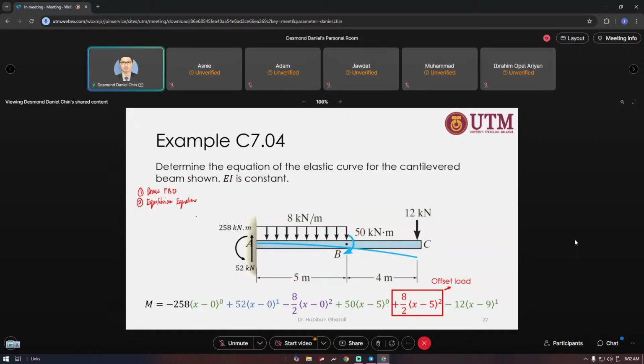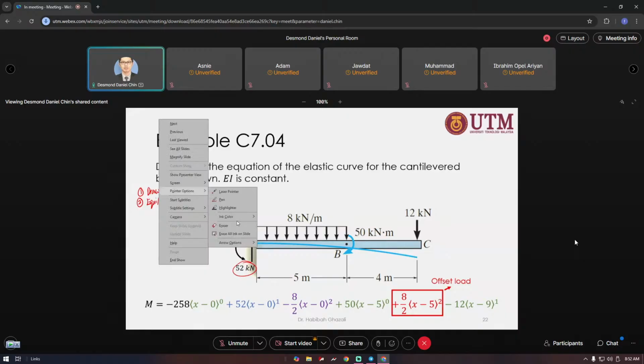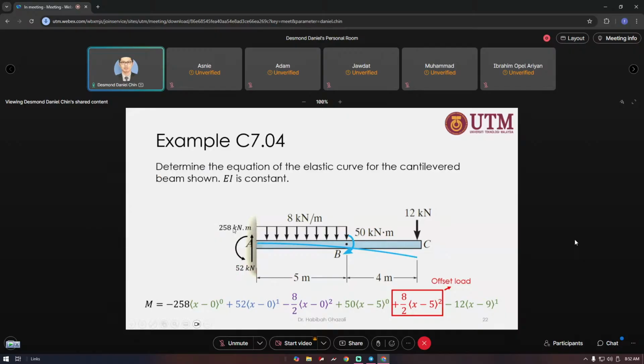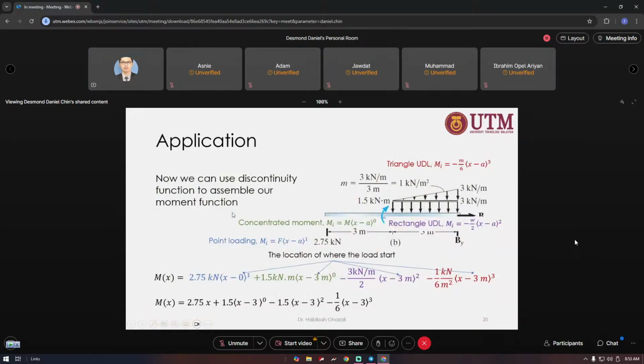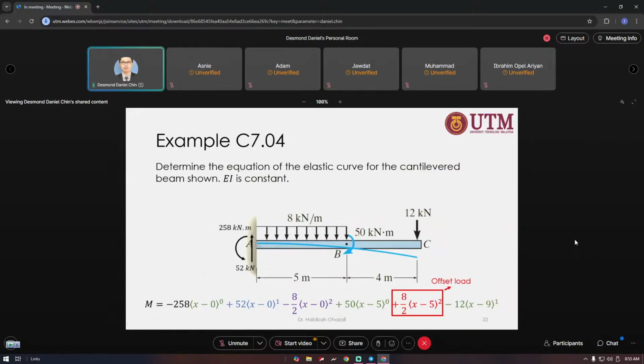Right? This is the standard procedure. So you can see that the free body diagram is already complete. The equilibrium equation is not needed because you have found that this is 52 kilonewton, this is 258 kilonewton meter, right? So you don't have to do the equilibrium equation. So this question is super kind. In your test, impossible, the question will be so kind.